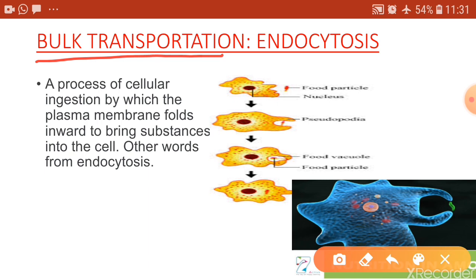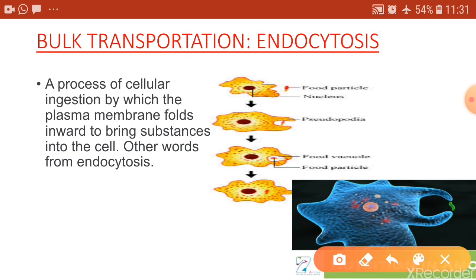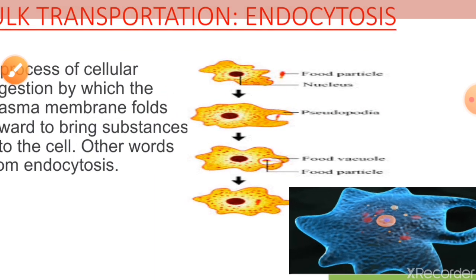One of the ways of getting in material in bulk is endocytosis. So let's see what endocytosis is. Endocytosis is the process of cellular ingestion. It is the process by which the cell takes in food by making a cup-shaped invagination. Here you see the definition of endocytosis, a process of cellular ingestion by which the plasma membrane folds inwards and brings the substances into the cell. So this is what is called endocytosis.